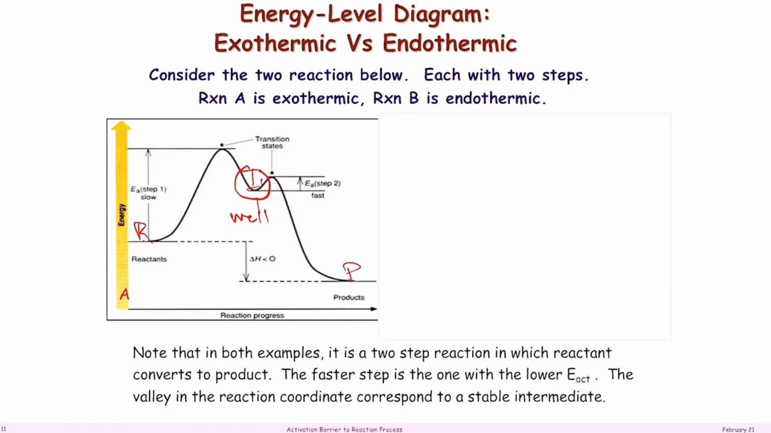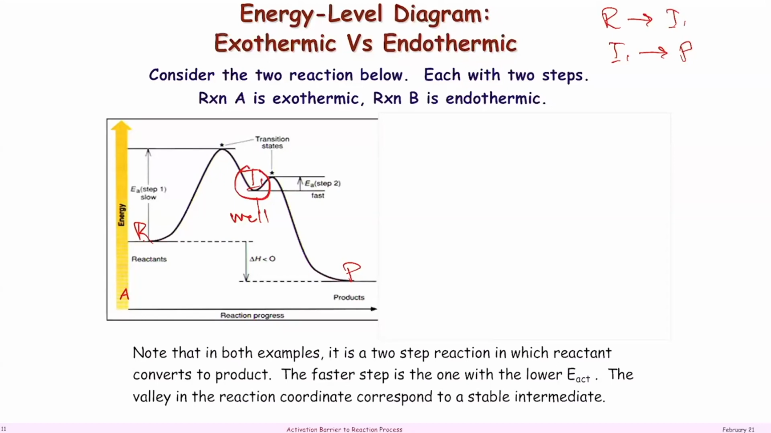The way I would write this reaction, I would say the reactant converts over to an intermediate, and then the intermediate converts over to product. Okay, so that's the way. This is a two-step mechanism. What I mean by mechanism is that there's two steps by which products occur. The first step is forming that intermediate, which is now set up to be converted over to product.